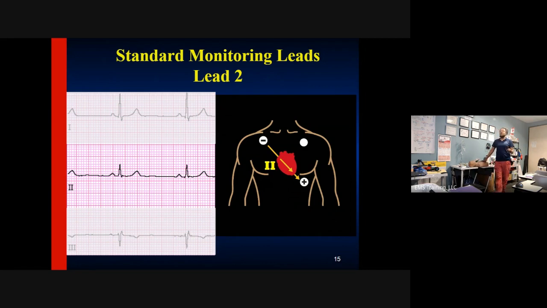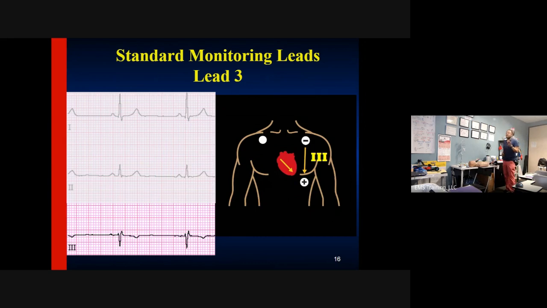So lead 2, this is our rhythm that gives our best view of the heart. This is looking down at the heart. This is the rhythm that we look at for all EKG rhythms and dysrhythmias, and this is what we see in the background of the EKG monitor going. That's the rhythm we're looking at. So when we're analyzing dysrhythmias, we always want to look in lead 2.